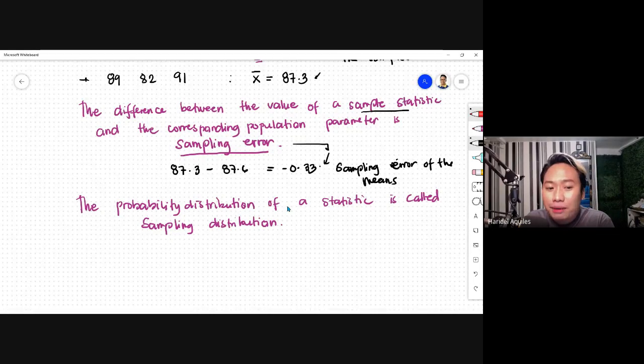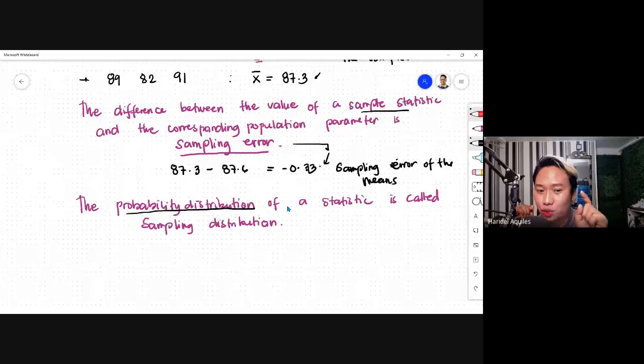I believe everyone knows what probability distribution means. What are the requirements for it to be a probability distribution? The sum of all the probability values should be equal to 1, and each probability value should be within the interval 0 to 1 inclusive, meaning 0 and 1 are part of the interval. So it should not go beyond 1 or below 0. Those are the two requirements. Again, the second one is that if you get the sum of those probabilities, the answer should be equal to 1.